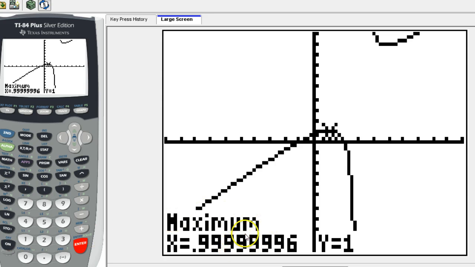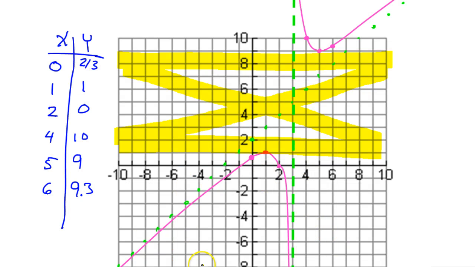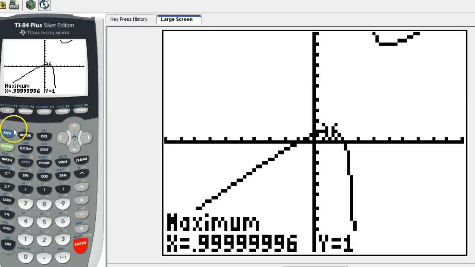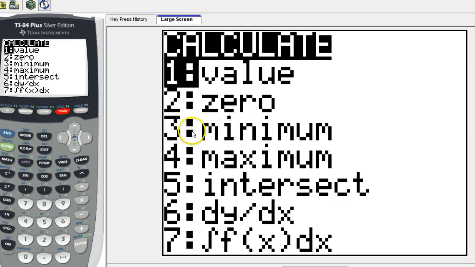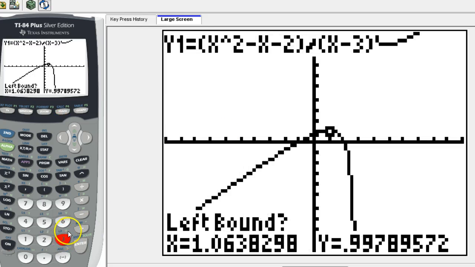So the maximum is about at 1, comma 1, y value of 1. So that is what we thought. We got lucky and actually nailed it. Now let's see if we'll be as lucky on the local minimum over here. Okay, so I'll do second trace again, but this time I want the local minimum, so I'll choose option 3.